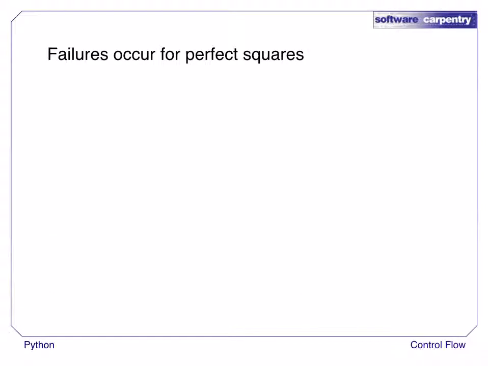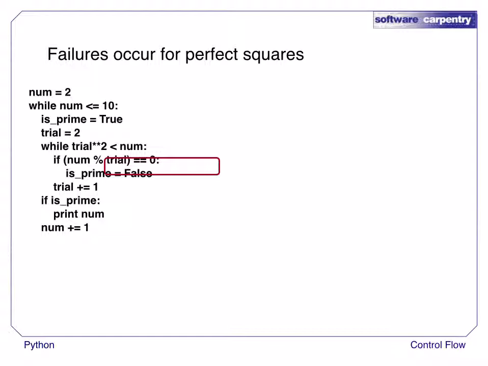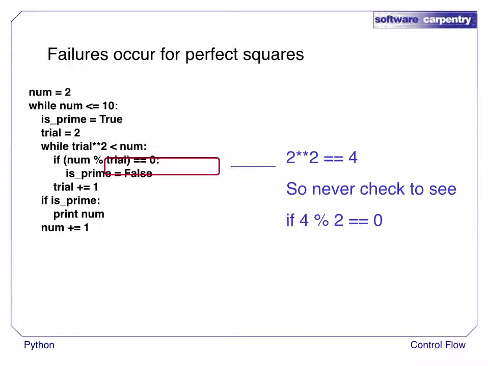Now, one clue is that failures occur for perfect squares, and 4 and 9 are both perfect squares. So let's have a look at the one thing we changed, the condition of the inner loop. 2 squared is 4. But in this case, the loop condition is less than, so we never actually check to see whether 4 can be divided by 2, or whether 9 can be divided by 3. The condition should be less than or equal. And if we make this change, the program produces the correct output once again.